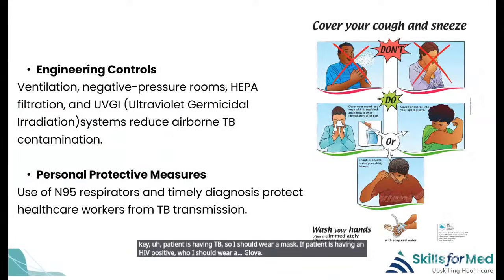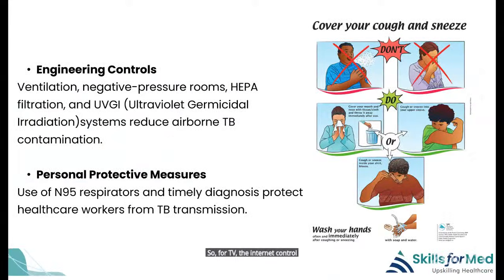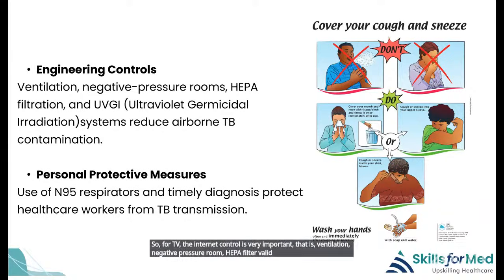For TB, engineering control is very important: ventilation, negative pressure rooms, HEPA filter validation, and systems that reduce airborne contamination. For personal protective equipment, as I told you, you can have a mask, but if not, then you should always go for an N95 mask. Whenever you are using an N95 mask, you should always do a fit check.